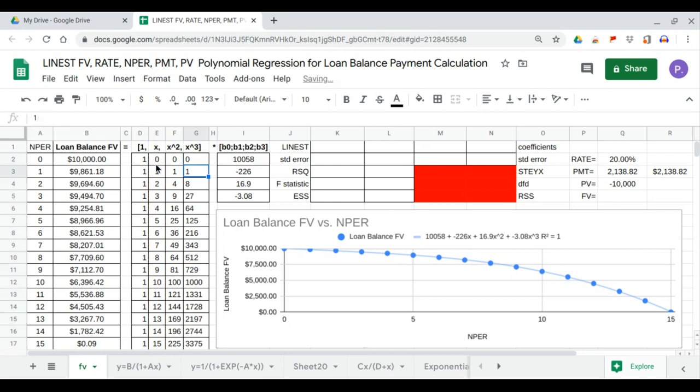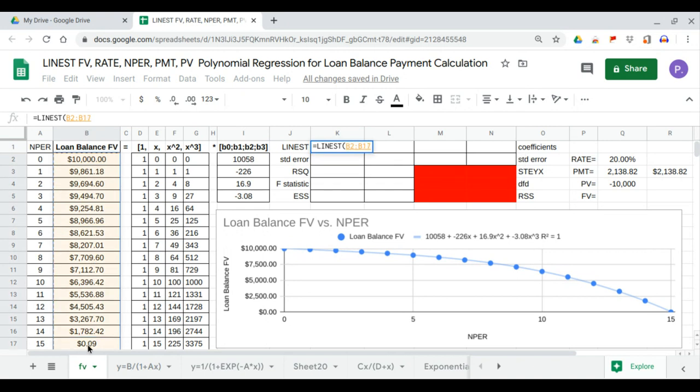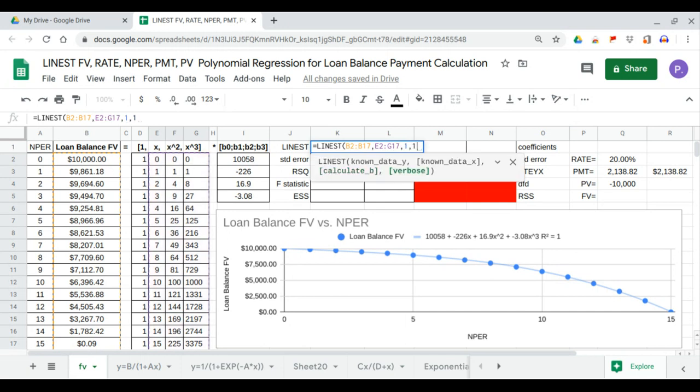Now that we have filled up the 1, x matrix, we can now use the LINEST. We have LINEST of known data y, which will be our data y, and the data x will be these three columns, and we show the full statistics.